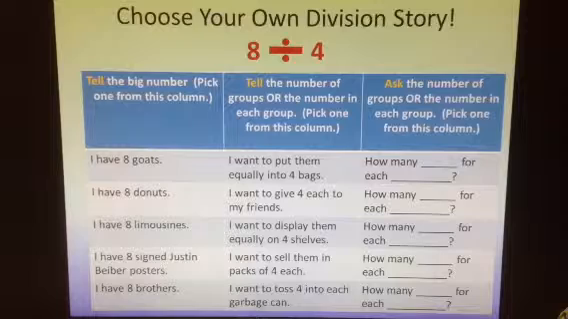We had some fun picking our own division stories, so we chose something from each of the 3 columns and filled in the blanks at the end. For example, I have 8 donuts, I'll pick from the first column. I want to put them equally into 4 bags. How many donuts for each bag? And you can keep playing with that and come up with other ones. The answer is always the same.